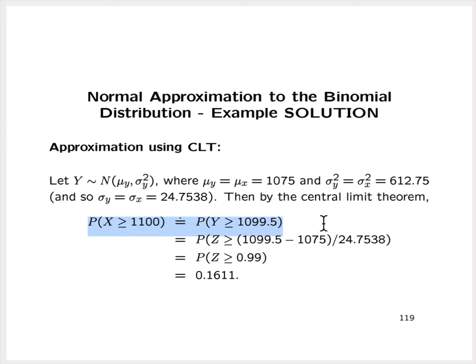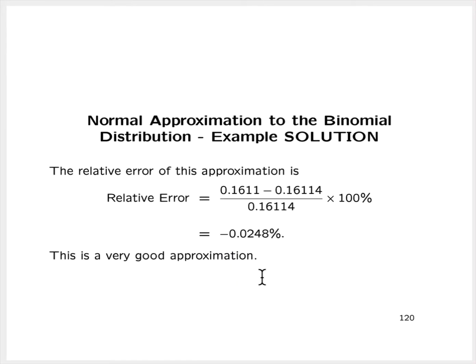Now, using this normal distribution to approximate the probability, I'm not going to use the naive approach here. I'm going to go ahead and use the continuity correction factor. Then the approximation that I get from the normal distribution is 0.1611. Now that's very close to the exact value of 0.16114.